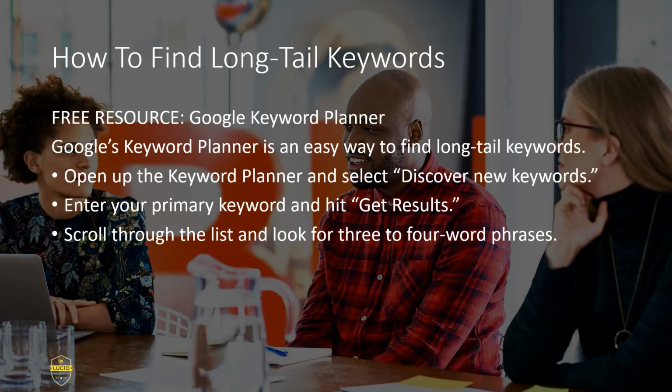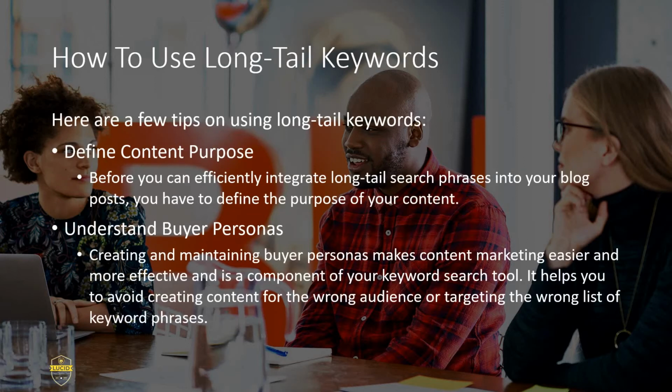Another free resource is Google Keyword Planner, like we mentioned before. Google's Keyword Planner is an easy way to find long tail keywords without having to pay for it. Open up the Keyword Planner and select Discover New Keywords. Enter in your primary keyword and hit Get Results. Scroll through the list and look for 3 to 4 word phrases that meet the type of keywords that you want to use within your content.